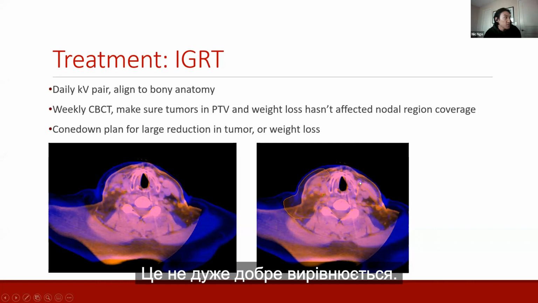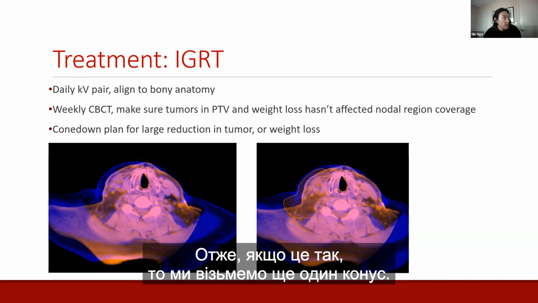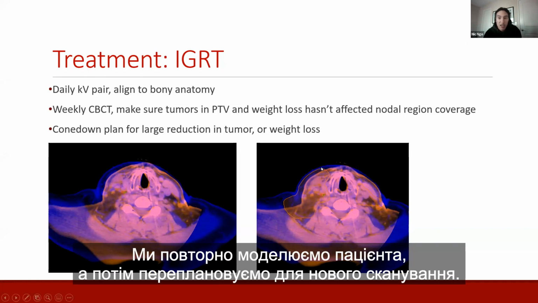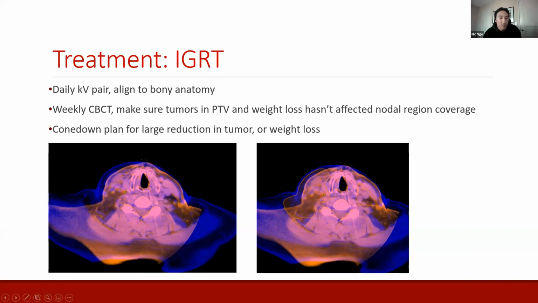So if this is the case, then we'll take another cone down. We'll make a cone down plan. We'll resim the patient, and then we'll replan for the new scan.